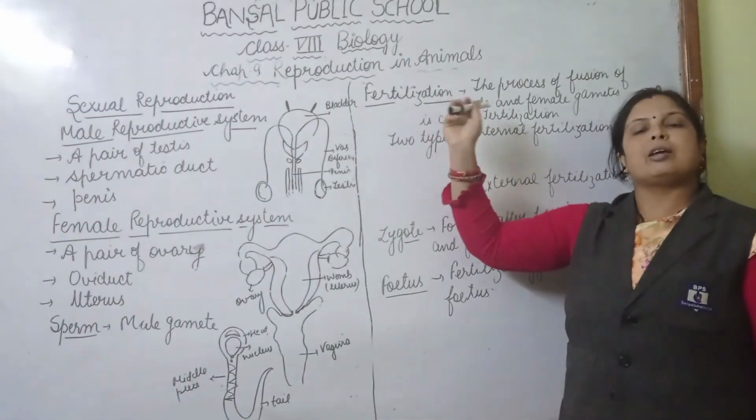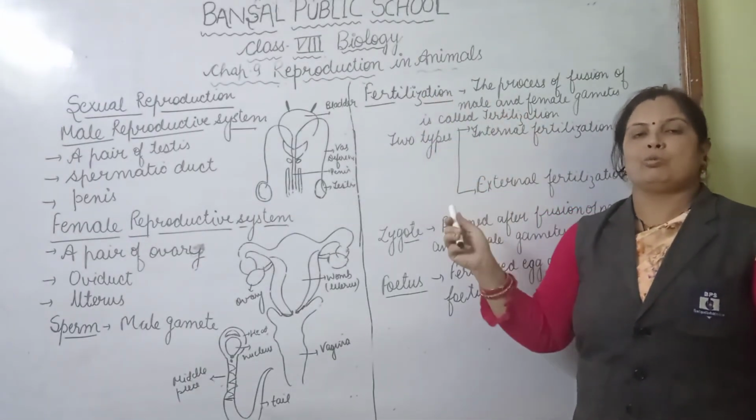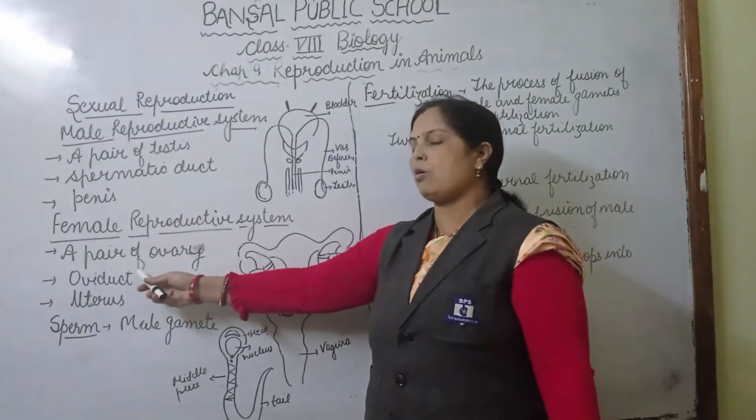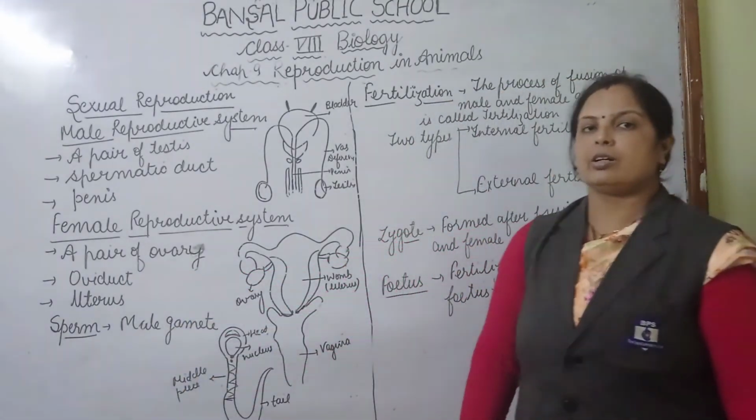And fertilization takes place inside the fallopian tube. So what is the function of the fallopian tube or oviduct, where fertilization takes place?